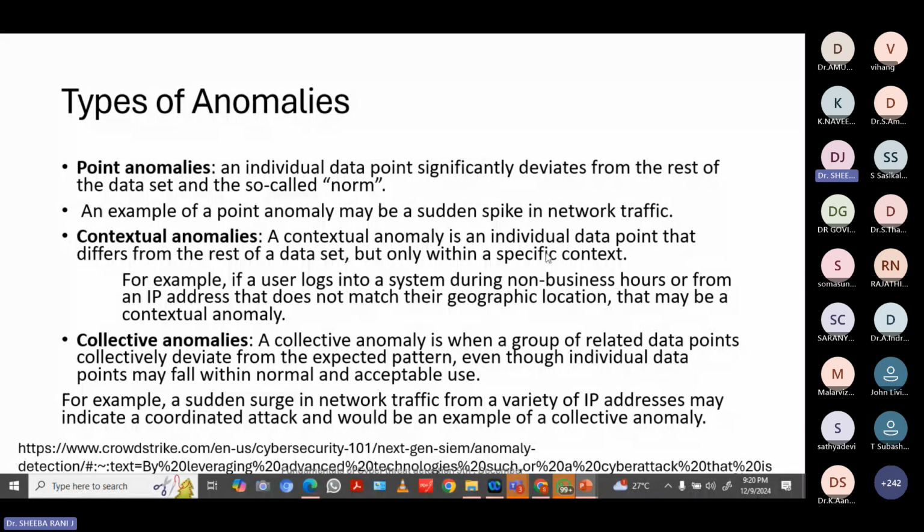Contextual anomalies: an individual data point that differs from the rest of the data set, but only within a specific context. For example, if a user logs into a system during non-business hours or from an IP address that does not match their geographic location, that may be a contextual anomaly. Collective anomalies: a group of related data points collectively deviates from the expected pattern, even though individual data points may fall within normal and acceptable use. For example, a sudden surge in network traffic from a variety of IP addresses may indicate a coordinated attack and would be an example of a collective anomaly.